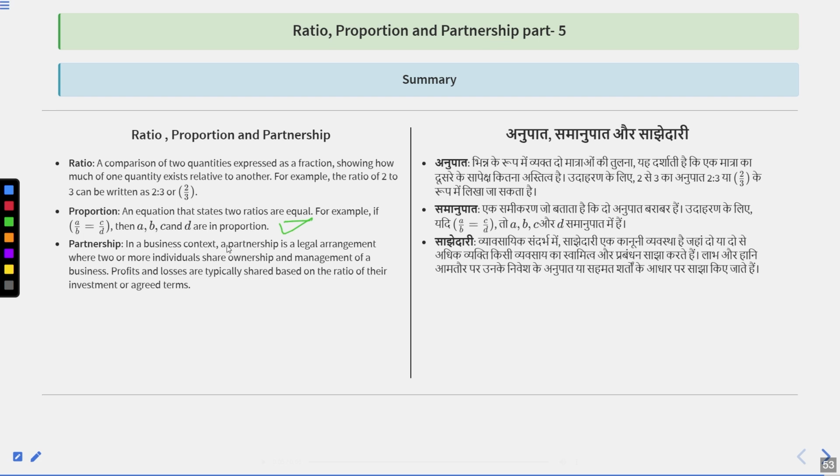Partnership in a business context: a partnership is a legal arrangement where two or more individuals share ownership and the management of the business. Profits and losses are typically shared based on the ratio of their investment or agreed terms.